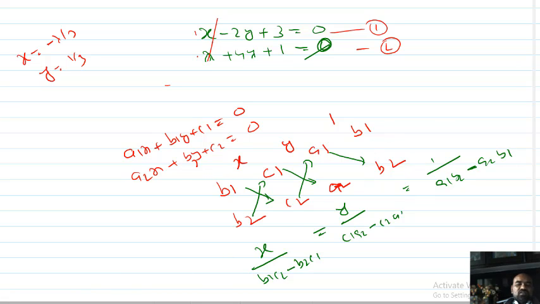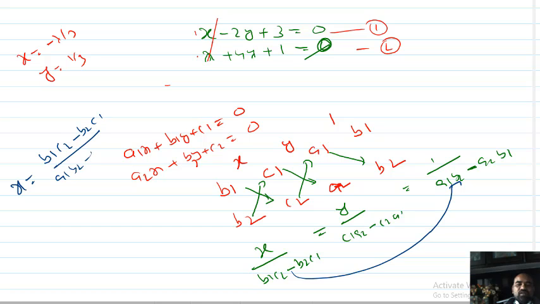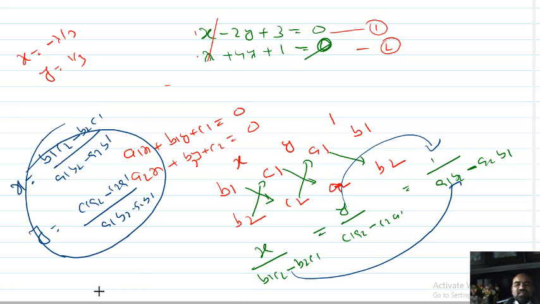Okay, so do one thing, compare this with this, directly get x value. I will write here what is x. X equal to (b1 c2 minus b2 c1) by (a1 b2 minus a2 b1). So comparing this with this, you get y. Y is equal to (c1 a2 minus c2 a1) by (a1 b2 minus a2 b1). In this way you can find x and y values. This method is called cross multiplication method, students.